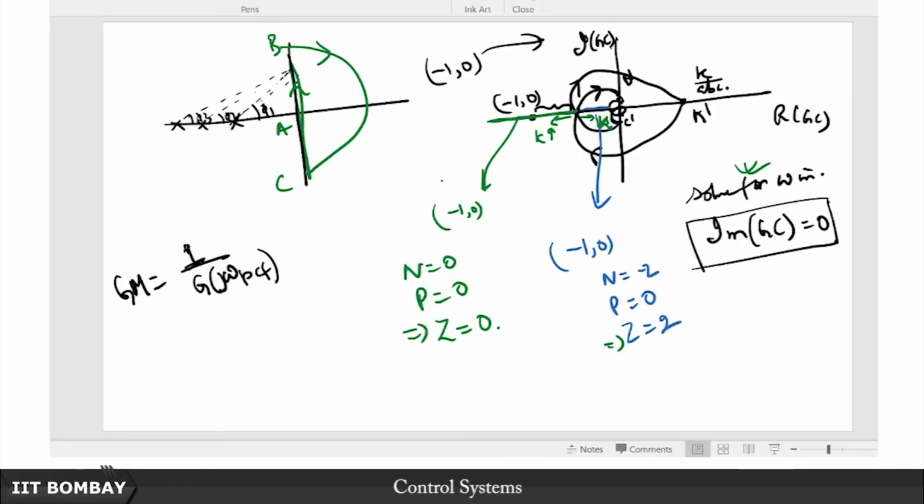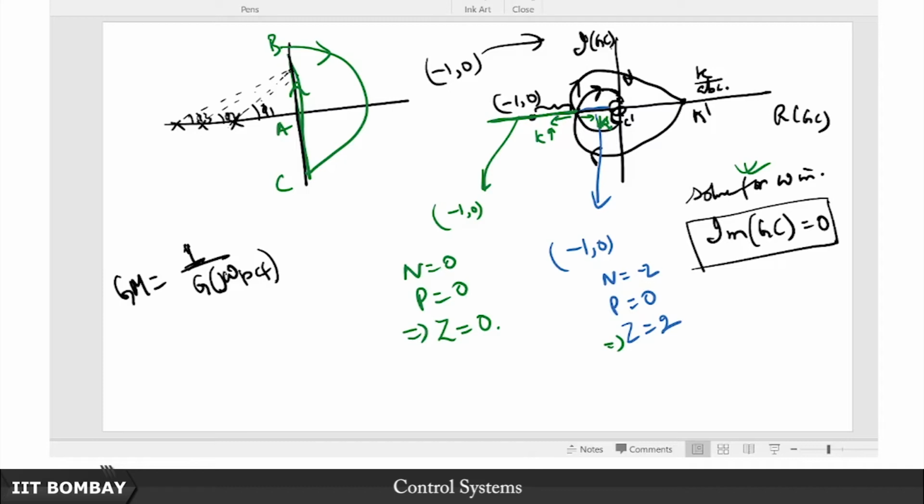instead we are saying it is this 1 by this. So that means I can keep increasing, I can afford to increase my gain k by a scaling factor given by the gain margin, and I will still not include this minus 1 comma 0 point inside the Nyquist plot, and therefore I will be closed loop stable. So that is how the Nyquist plot interprets the gain margin.